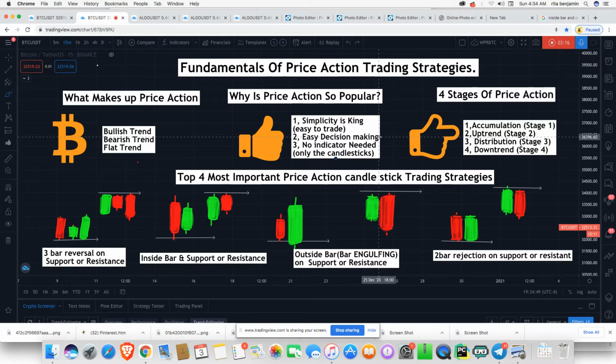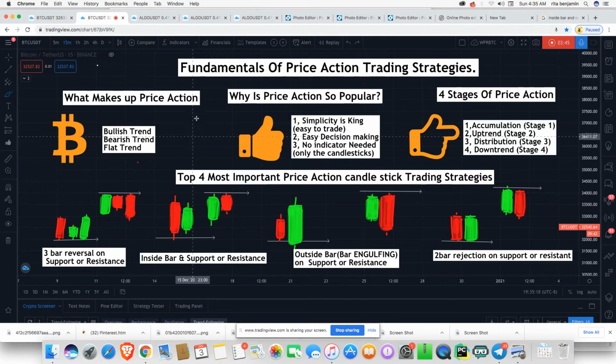That brings us to what makes up price action. Price action is made up of three very important parts. What is a trend? A trend is nothing but the direction that the price is moving. You're trying to find the direction that price is moving so that you take trades in that direction, because that is likely going to be the direction of least resistance.